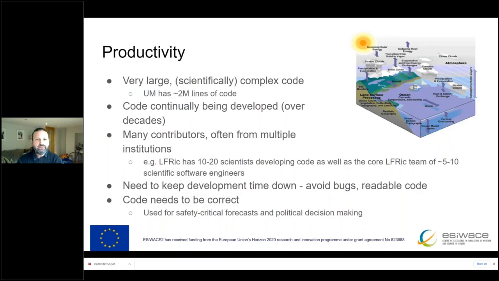already has 10 to 20 scientists developing the code, as well as a core team of 5 to 10 and others external as well. So it's already quite a complex project with a large number of people.